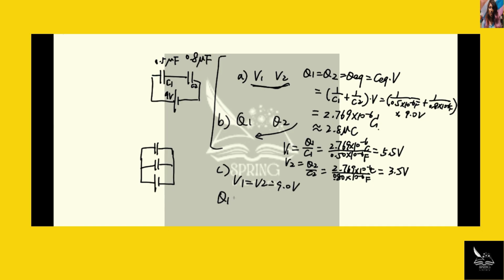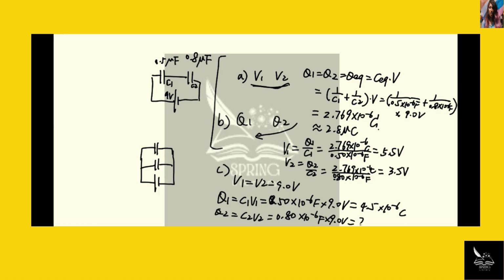And then we can find Q the same way. Q1 equals C1 V1 equals 0.50 times 10 to the negative 6 farad times 9.0 volt, which is 4.5 times 10 to the negative 6 coulomb. Q2 equals C2 V2 equals 0.80 times 10 to the negative 6 farad times 9, which is 7.2 times 10 to the negative 6 coulomb.